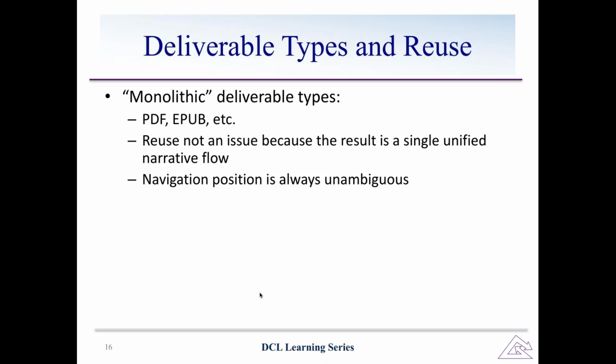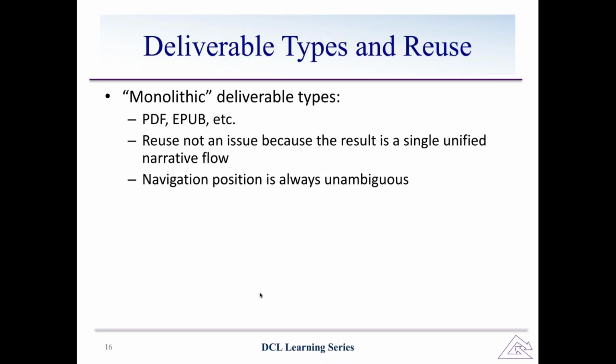And I think it's useful to define these two different deliverable types, so we can talk about them more clearly. So there are monolithic deliverable types. Those would be things that are published as basically a single, atomic artifact. A PDF is an example of that, EPUB, et cetera. Things that basically don't break down into smaller pieces in the way that HTML does.